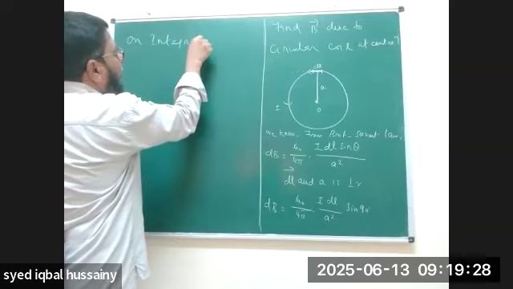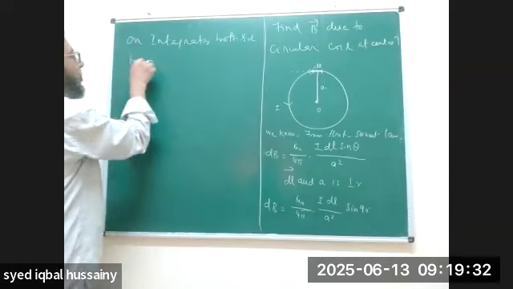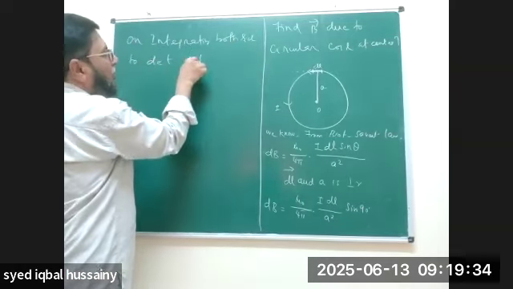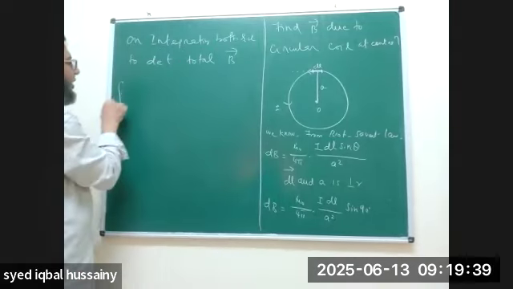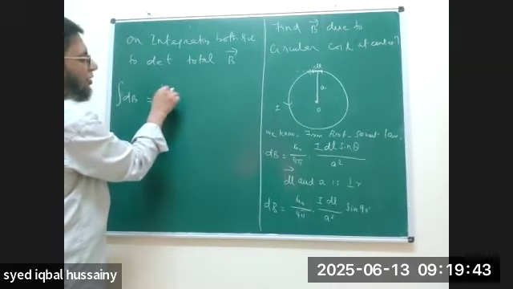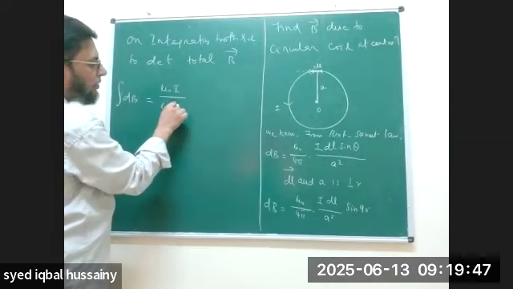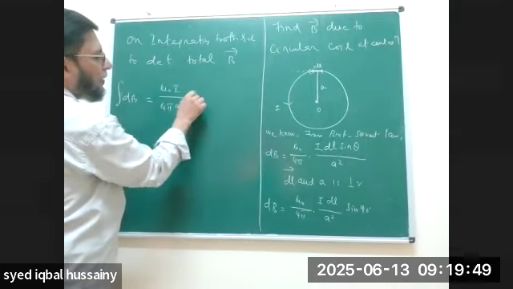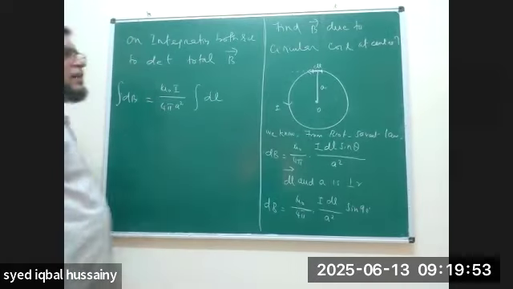On integrating both sides to determine the total magnetic field. So integral dB on the left side, and on the right side too. Take the constant outside: mu naught I by 4 pi a square goes outside. Sin integral dl. Where from where to where?